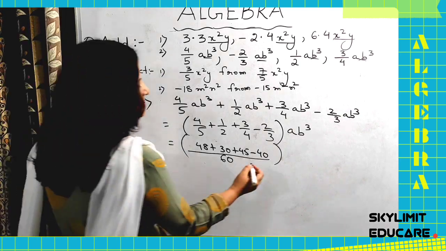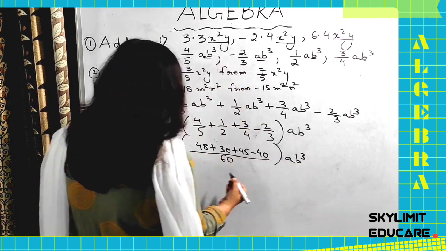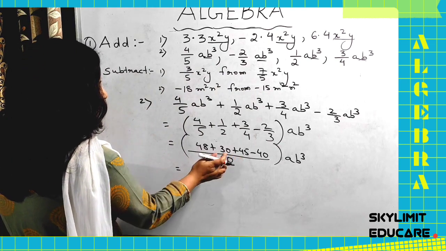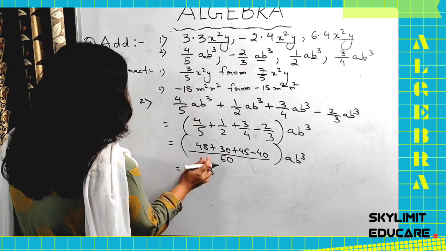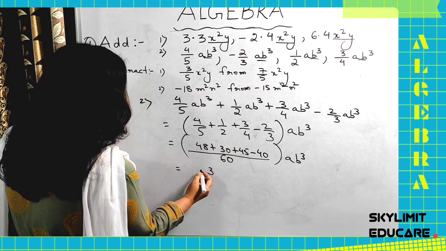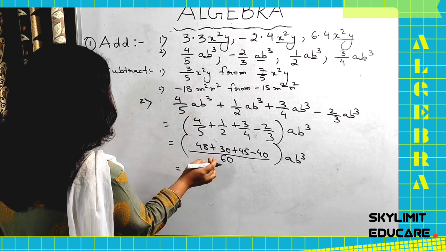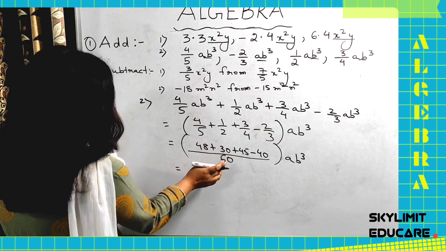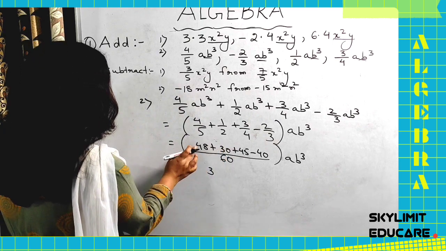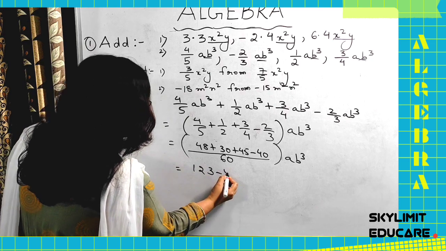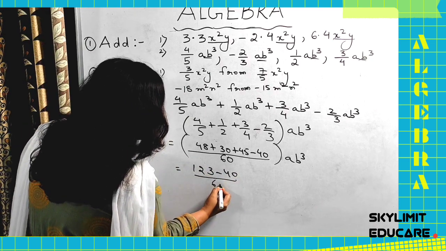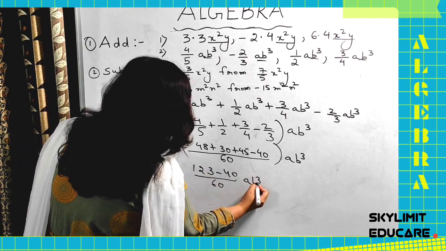Okay? Then it's AB cube, right? So now let us add it. 5 plus 8, 13. 5, 8. I think I'm getting 123 here, no? Yes, 5, 6, 7, 8. Then you have 123 minus 40 whole by 60 AB cube.